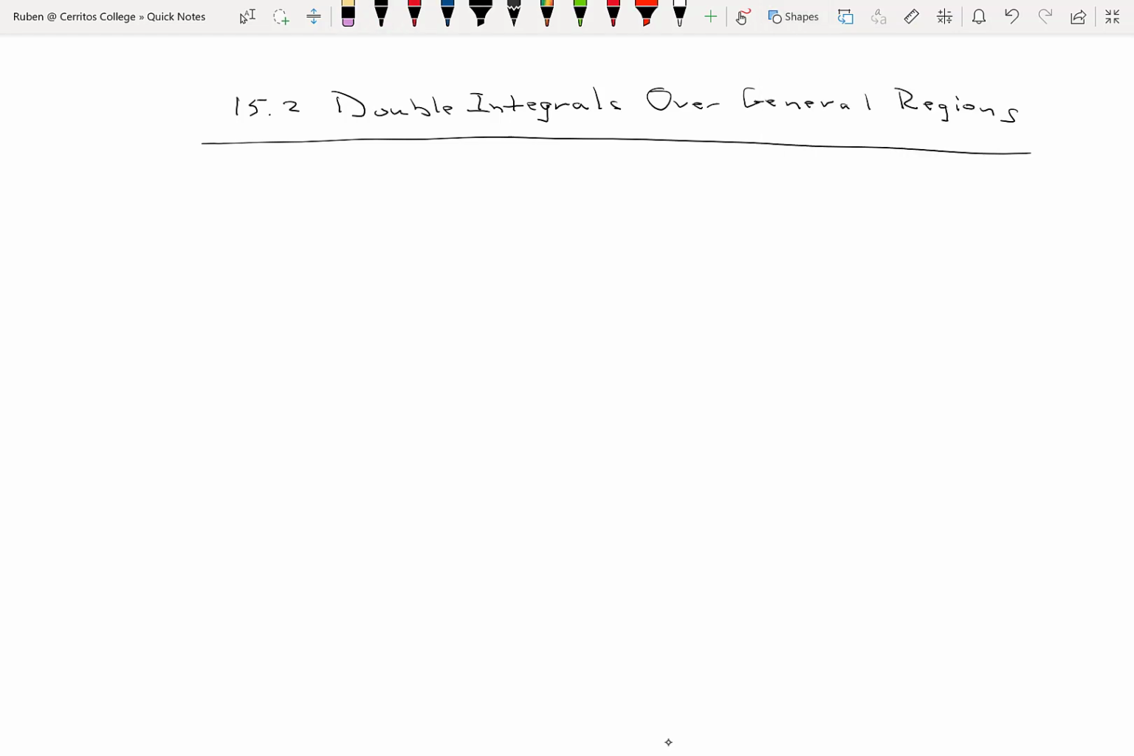So in 15.1, we looked at the definition of the double integral, and then we looked at how we evaluate double integrals over rectangles. I want to review that with you because that's where we're going to pick up in this section. Just as a brief review.